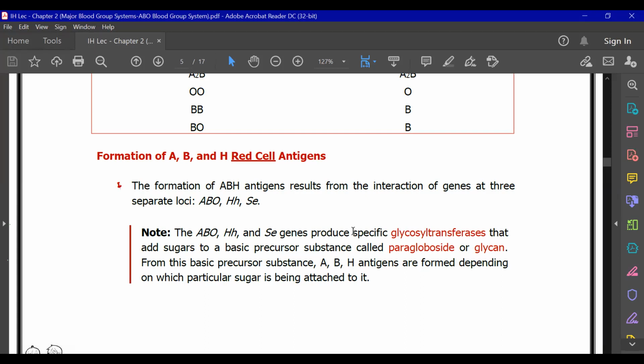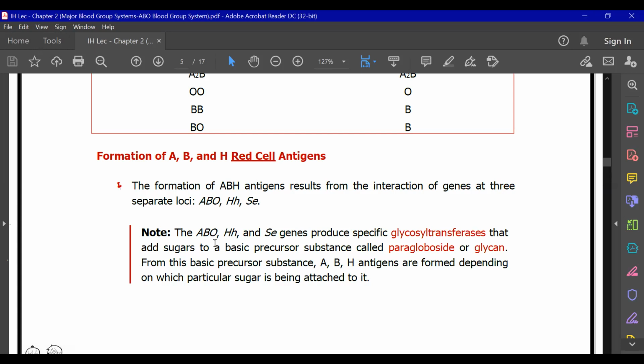Sabi natin, from the DNA, we have specific areas which are called genes. And these genes, class, anong sabi natin? They encode or they code for the production of proteins. And these proteins, class, are molecules or structures that are responsible for the formation of your antigens. Tama?